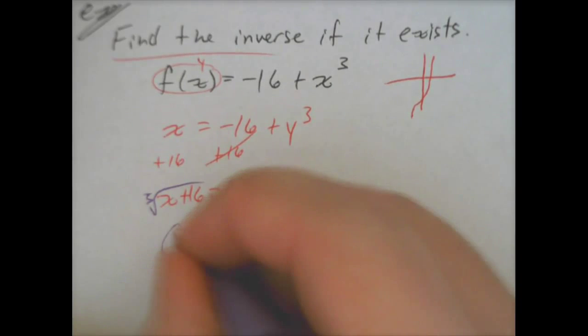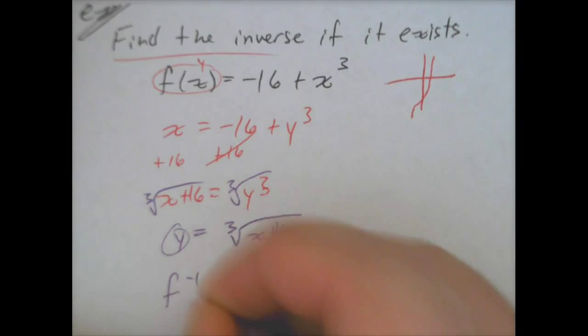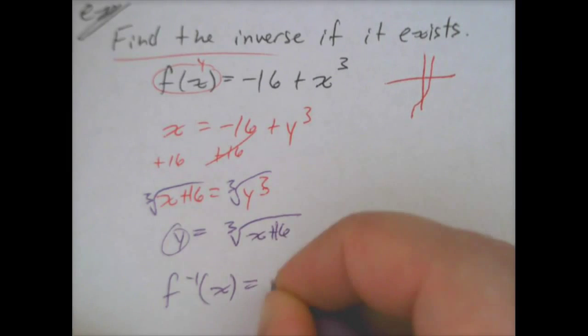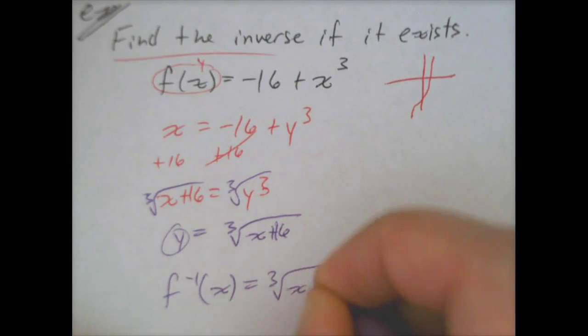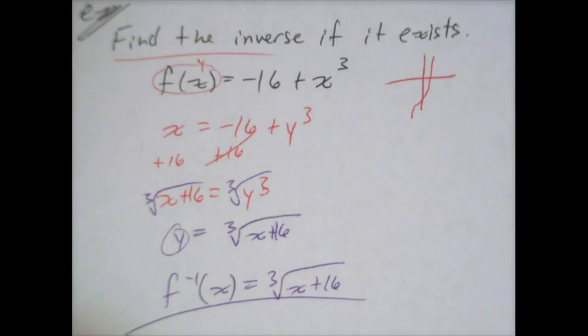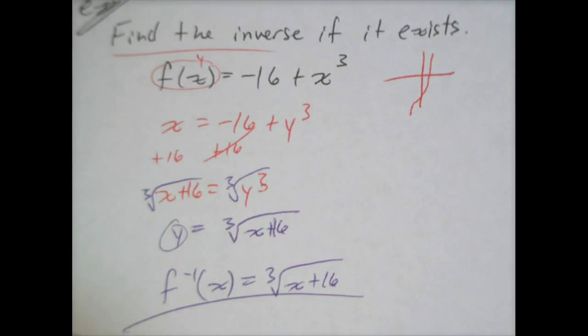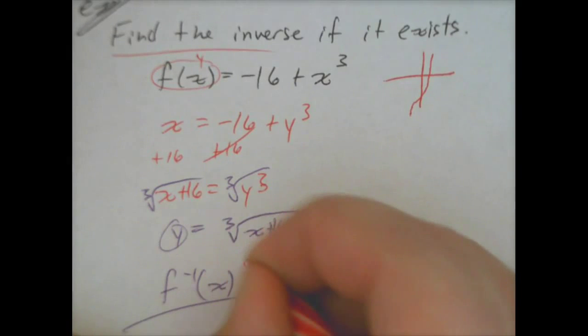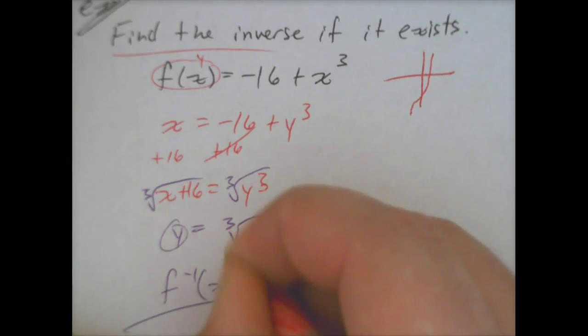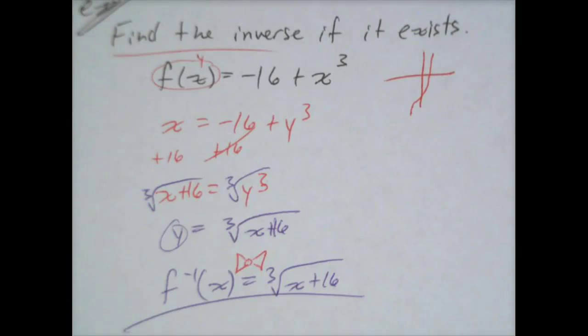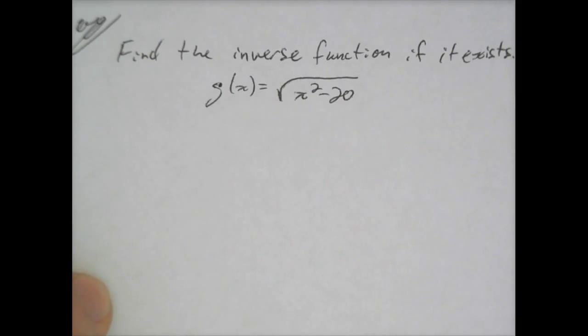And then just change this right back to the inverse notation. So f inverse of x equals the cube root of x plus 16. And there it is, all pretty and nice. I can even draw a little bow and make it look even prettier. Oh, it's so pretty.